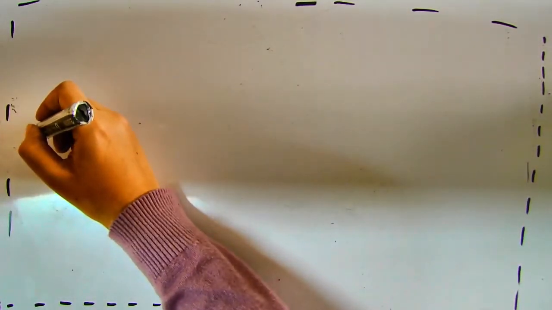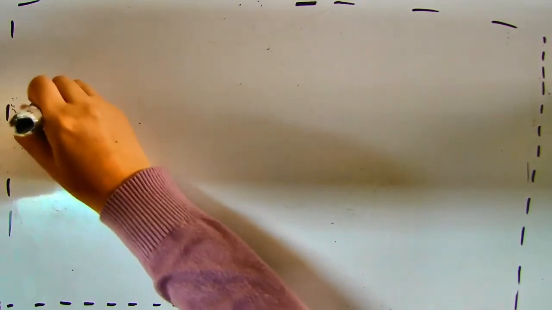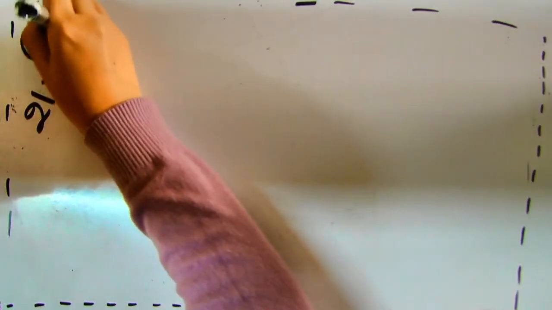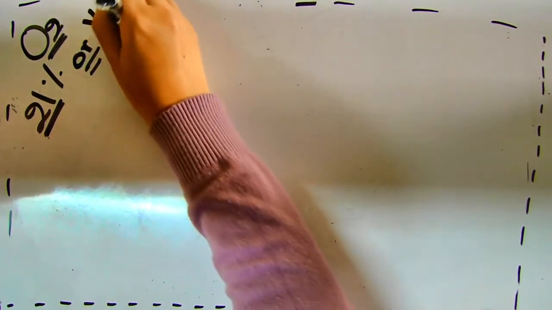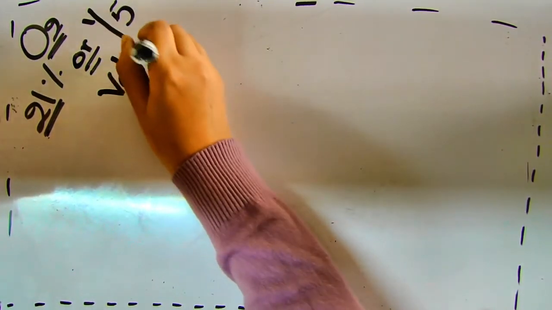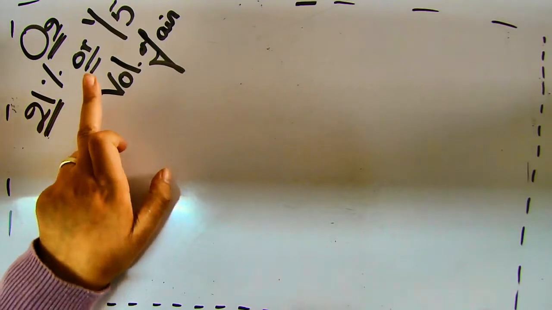Component number 1, oxygen gas. Oxygen gas exists in the atmosphere in a gaseous state. It represents 21%, O2, or 1/5 of the volume of air. So its percentage is 21% or its volume is 1/5.